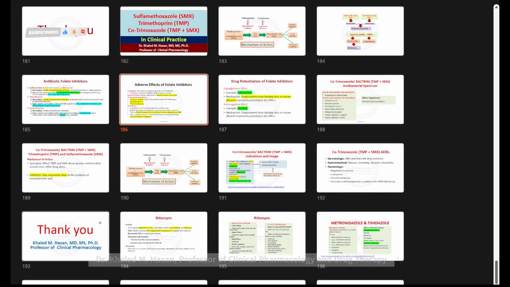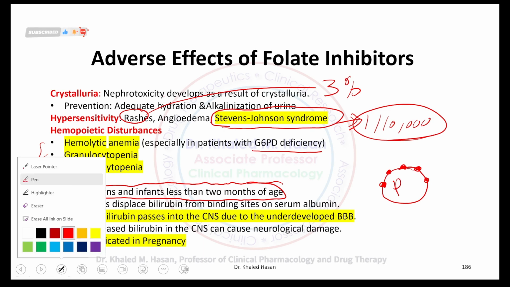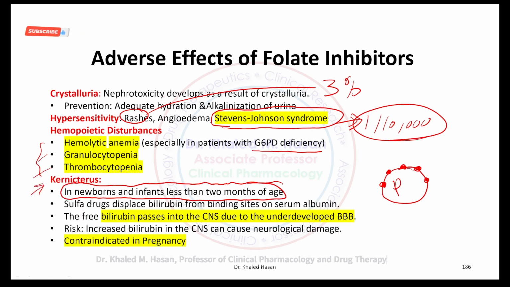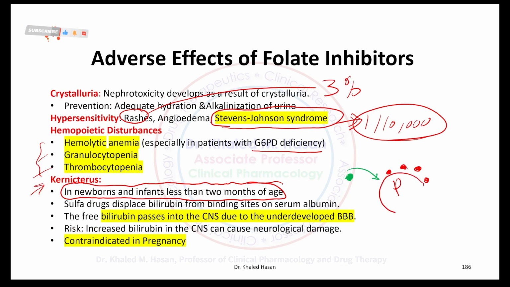When you prescribe sulfonamide to the patient, let me select another color here. When you prescribe sulfonamide to the patient, for example, the sulfonamide will come here and remove the bilirubin from the binding. It will remove the bilirubin from the binding. In this case, we are going to have a large amount of free bilirubin in the blood.